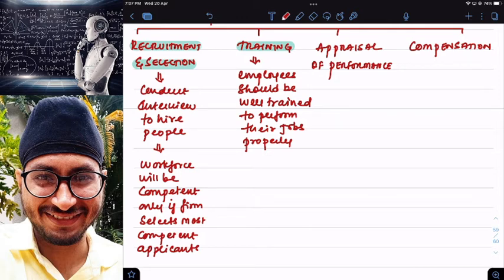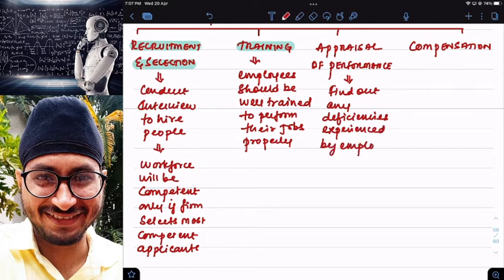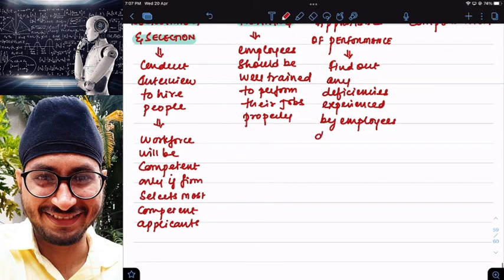Then we have appraisal of performance. Appraisal of performance means this is done to find out any deficiencies in what, sir? Any deficiencies faced by employees, experienced by employees, due to what? Due to lack of competency.